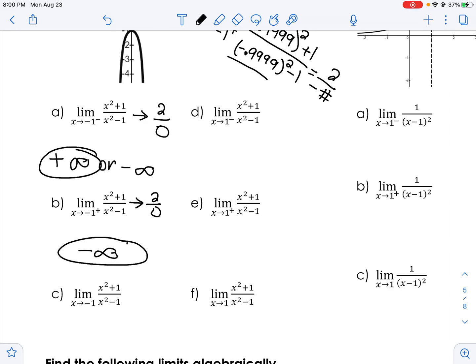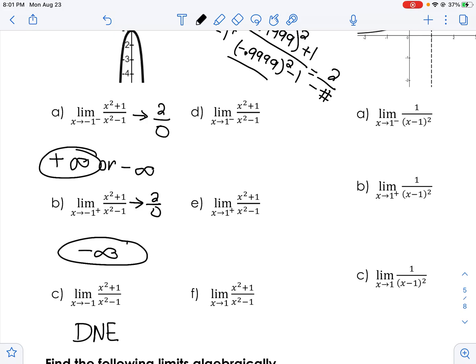Now, when I just look at the limit as x is approaching -1, I have to take into consideration that one side of the limit is going towards positive infinity. The other side of the limit is going towards negative infinity. Two different limits going two different ways. So therefore, this limit does not exist because it's not going in the same direction. Okay.